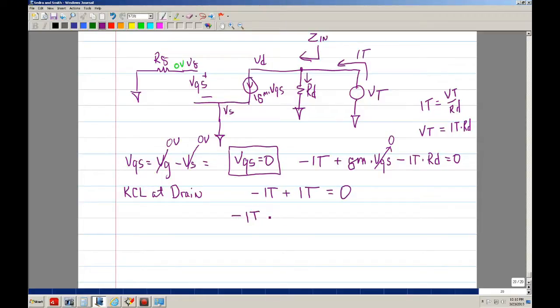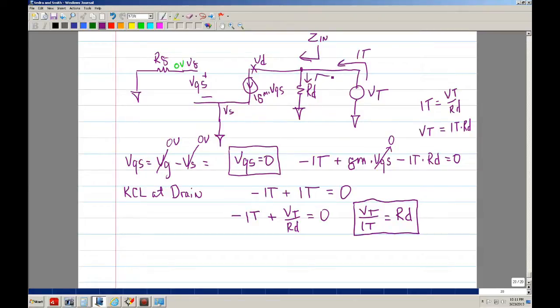IT plus VT over RD equals 0. Flip this to the other side. So now we end up with VT over IT equals RD. So that's the output impedance. So basically, since this is an open, the only thing that you're reading is this RD resistor.